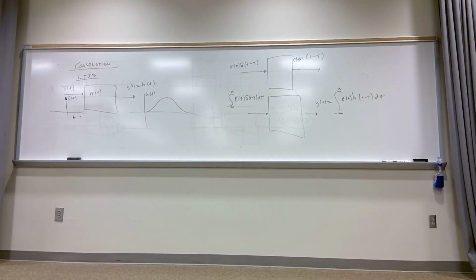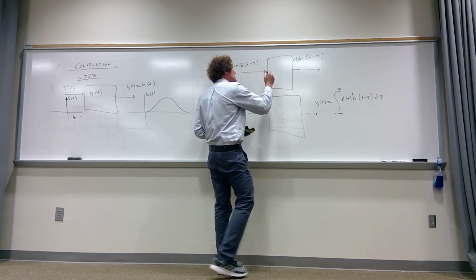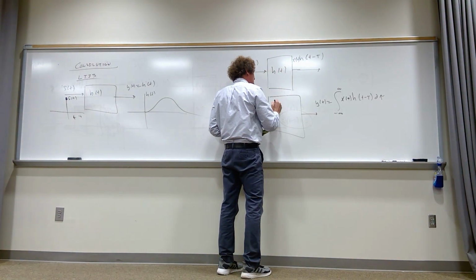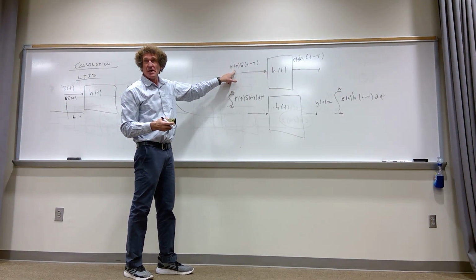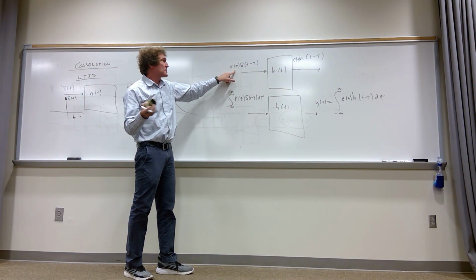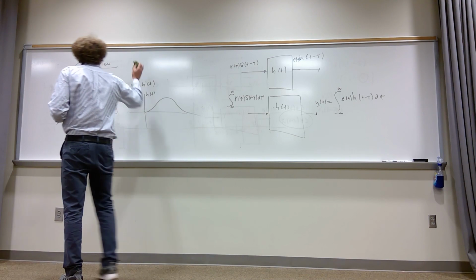I'm integrating not with respect to t, but with respect to a dummy variable tau. Are you with me? You can do this. This might seem a little, you're not buying it quite yet. But remember, this system response, h of t, is a function of time, not tau. So effectively, I'm just integrating with respect to tau. Are you with me? Now watch this carefully. This is important, this next part.